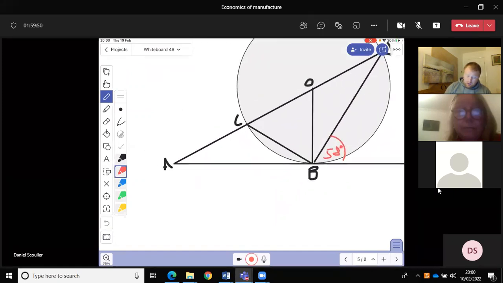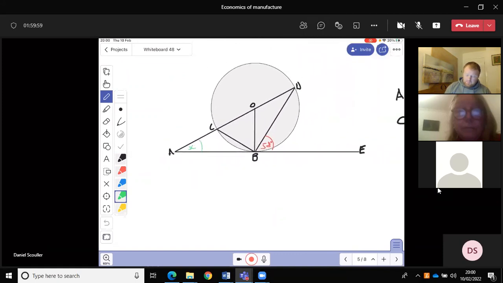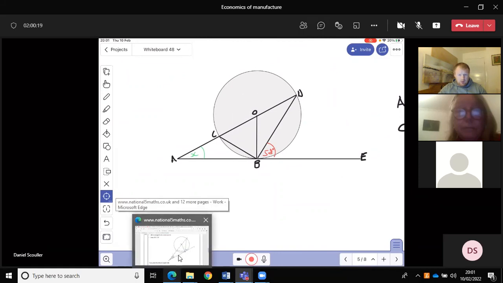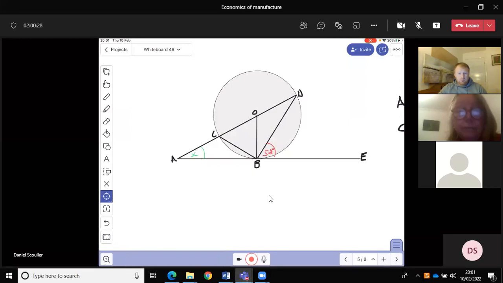Calculate angle CAB. I'll just highlight that angle, that's the one we're targeting. I'll call it X for right now. There's a lot going on there. We've been told O is the centre. We've been told that ABE is a tangent, so we know that it's touching at point B. Is that the same letter? I'll just double check that. Yep, touching at point B. And then we've been given nothing else.